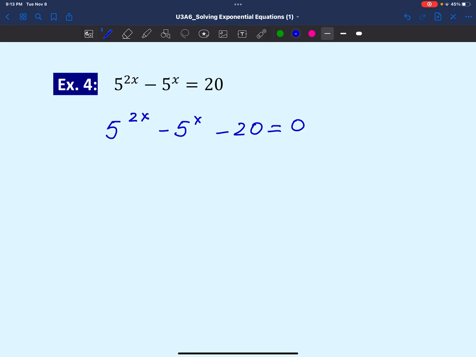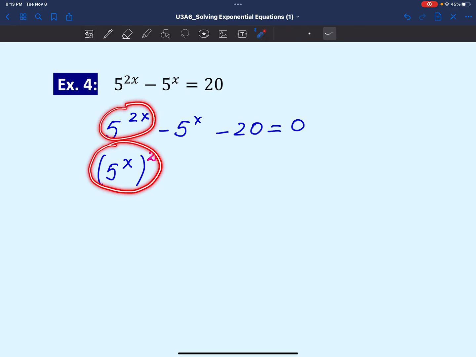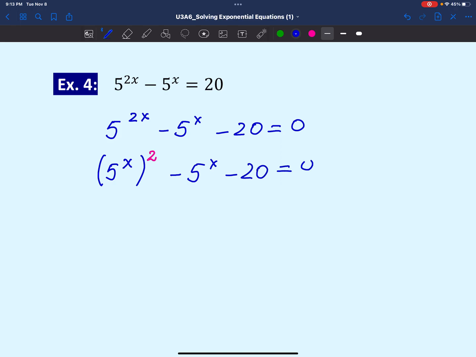So now, in order to show the quadratic form more clearly, we're going to change the look of this term, let's say. So 5 to the power of x, to the power of 2, would be another way of looking at 5 to the power of 2x in here. And then we have minus 5 to the power x, and then minus 20 equals 0. So as you can see in here, we have 5 to the power of x squared minus 5 to the power of x minus 20 equals 0.